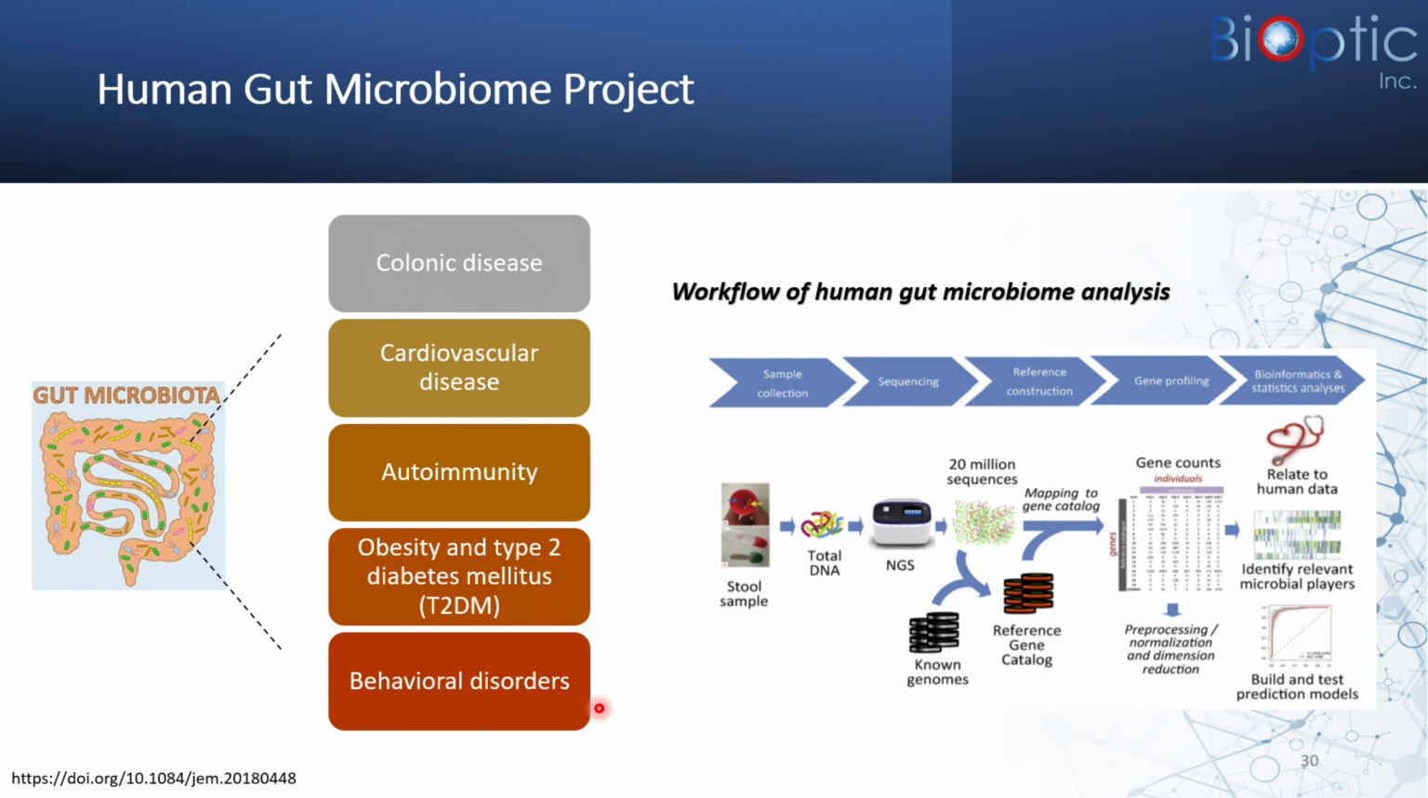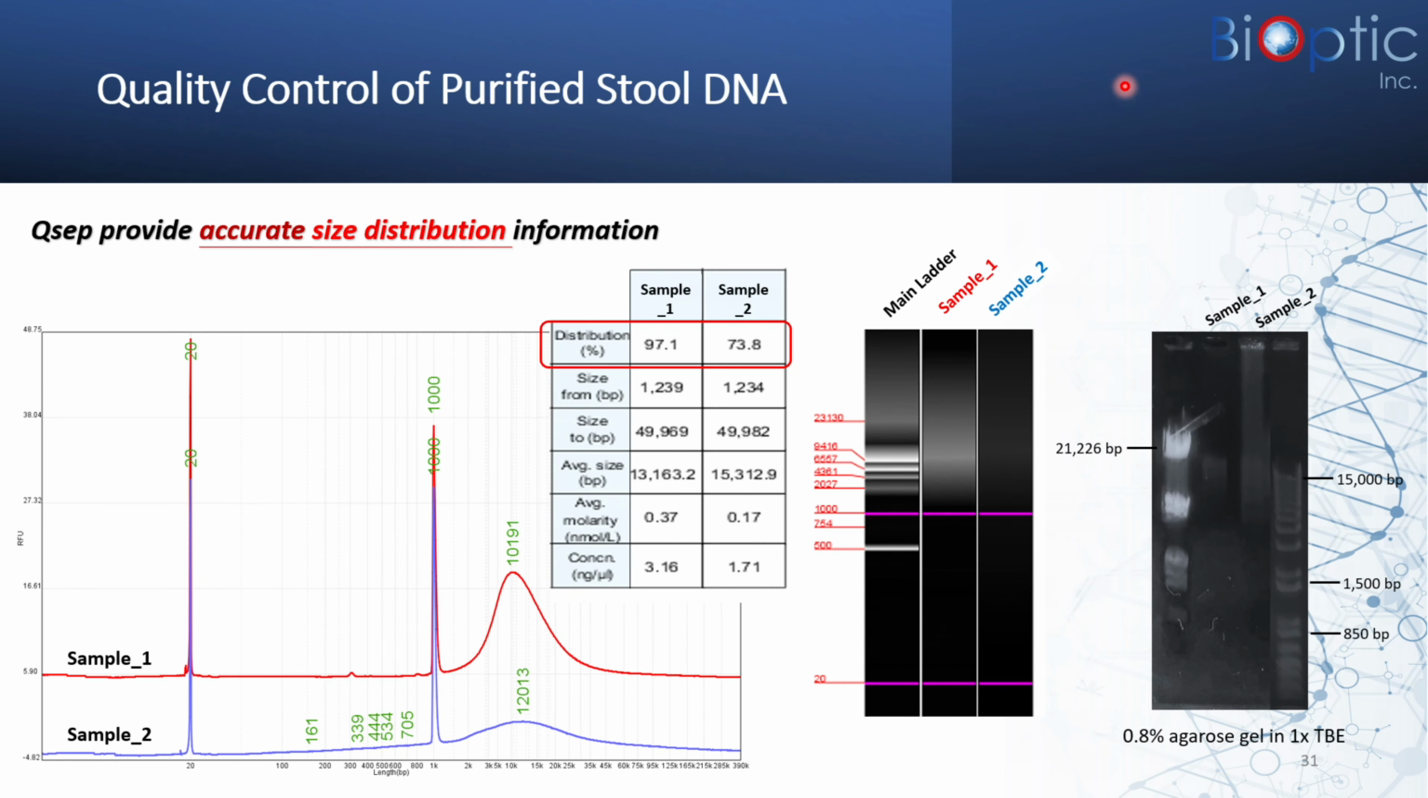This is an example workflow for gut microbiome analysis. Scientists extract the total DNA from human stools for next generation sequencing and then identify the bacteria species by bioinformatic analysis. The extracted stool DNA is analyzed by the QCEP platform. QCEP can provide the accurate size distribution for different stool DNA samples.